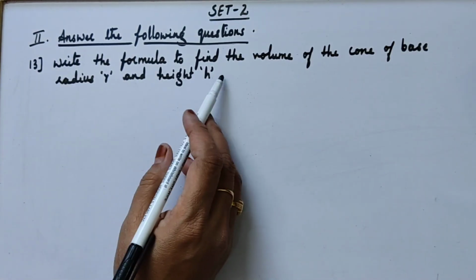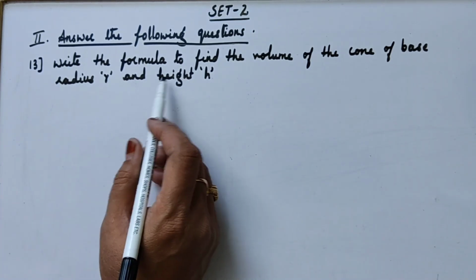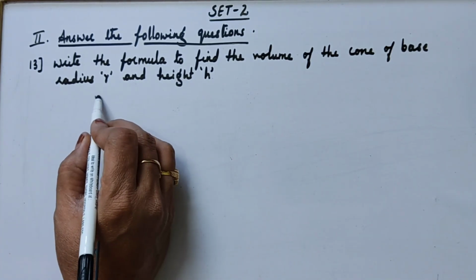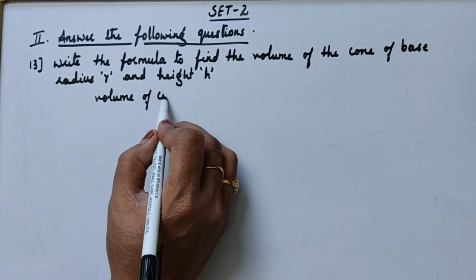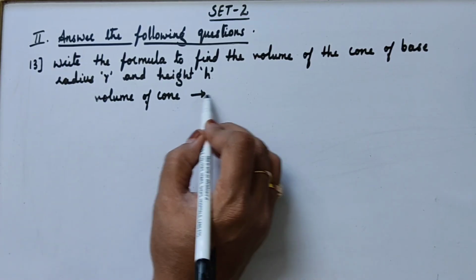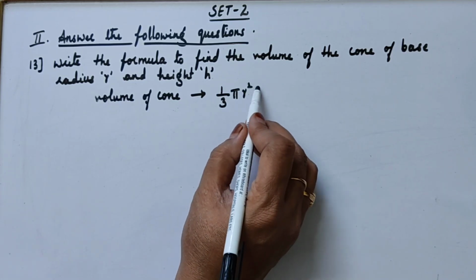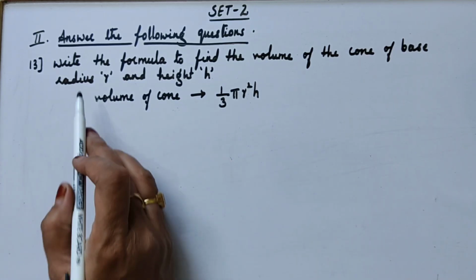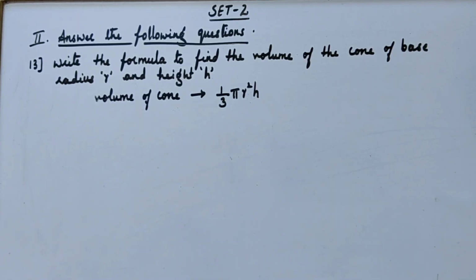Write the formula to find the volume of cone of base radius r and height equals to h. So volume of cone will be 1 by 3 pi r square h is the formula, where radius is r and height is h. Okay.